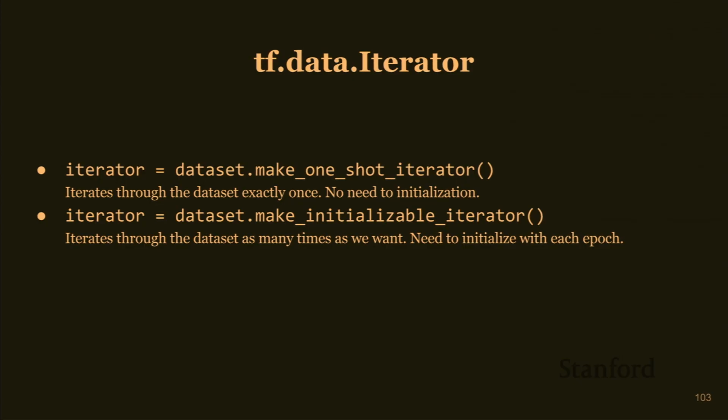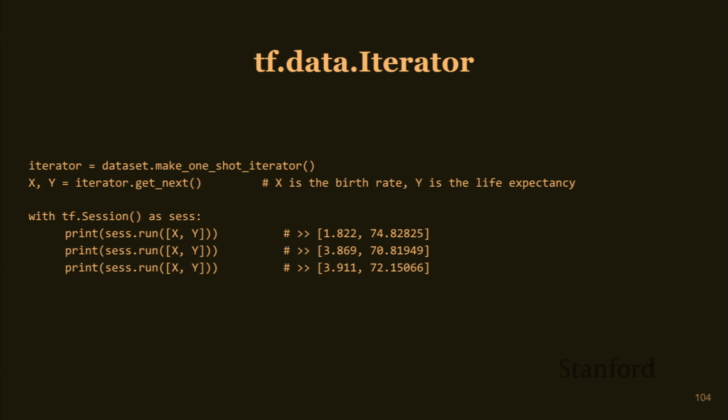So you want something that, after the iterator reaches the end of the dataset, you would like to reinitialize it to go back to the beginning, so you can train the model another time. That's what you do with the initializable iterator. For any initializable iterator, you need to initialize it every time you restart the epoch.